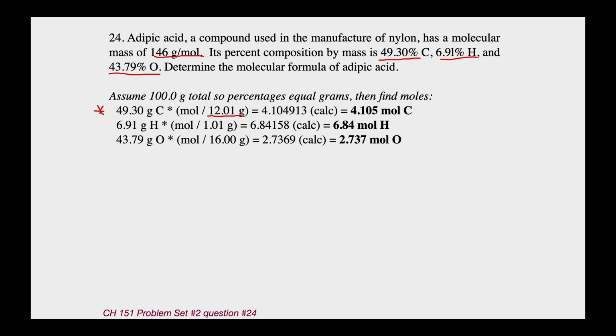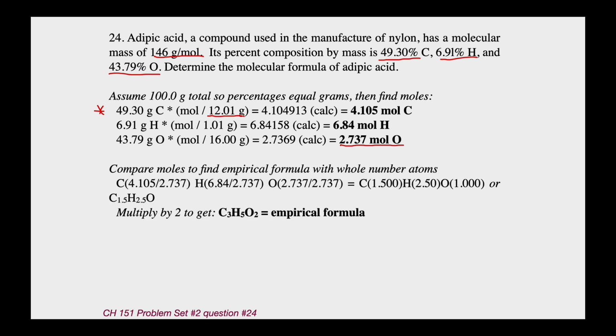Now, using those numbers right there, that would make a very crude formula, but we want to make it nicer. And to make it nicer, you want to divide all of those numbers by the smaller number of moles. And 2.737 is smaller than the other two numbers up there. In the next step, notice how I took all the moles and divided all of them by 2.737. And that came out to be 1.5, about 2.5, and 1.